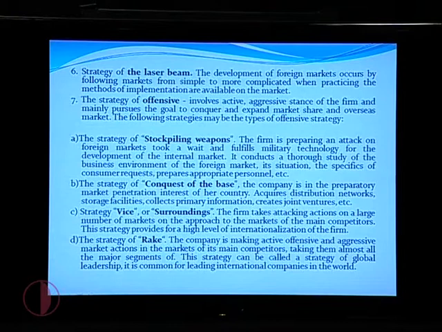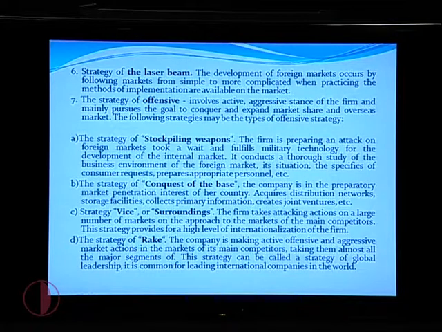Strategy of the laser beam. The development of foreign markets occurs by following markets from simple to more complicated, practicing the methods of implementation available on the market. The strategy of offensive involves an active, aggressive stance of the firm and mainly pursues the goal to conquer and expand market share in the overseas market. The following strategies may be the types of offensive strategy.